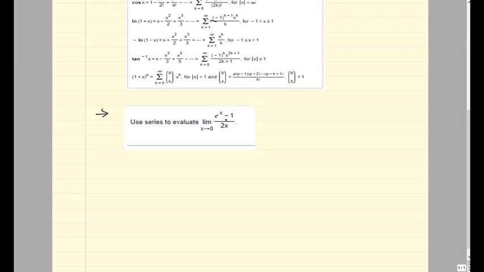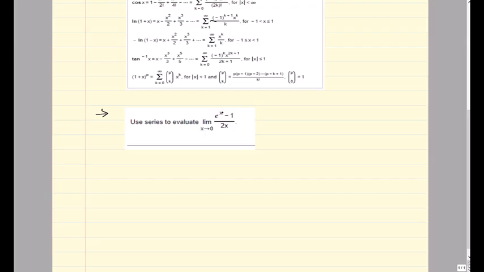So I should be able to use L'Hopital's rule on this. If I did that, I'd get e to the x over 2, and then e to the 0 is 1 over 2, which is 1/2. So I know the limit here is 1/2. So sometimes I can use some different methods, but they're asking us to use series so we can learn that skill. So let's go ahead and use series here.